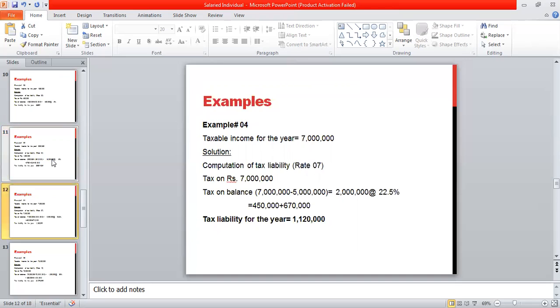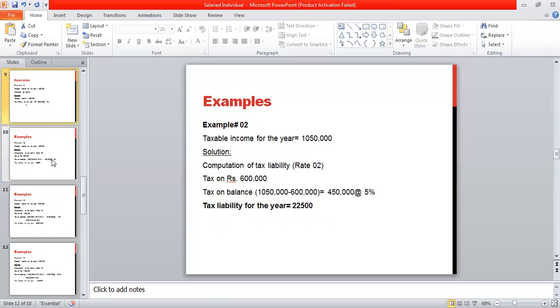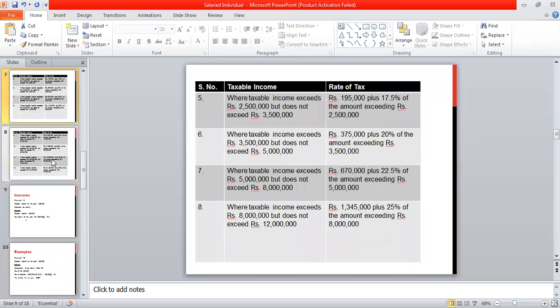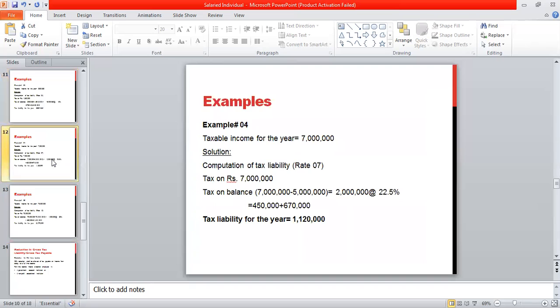Example number four, I made this question from rate number 7. So our taxable income for the year is 7 million. Here, taxable income exceeds rupees 5 million but does not exceed rupees 8 million. So 6,70,000 is compulsory with 5 lakh, but when there is an increase in taxable income more than 5 lakh, we calculate 22.5% on that amount.